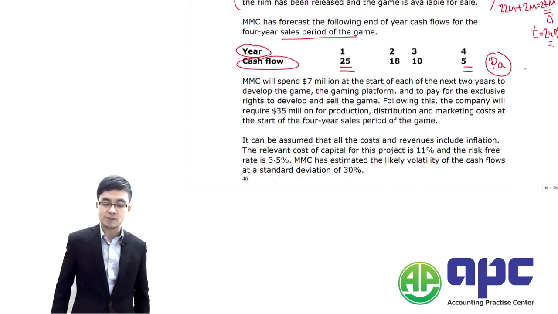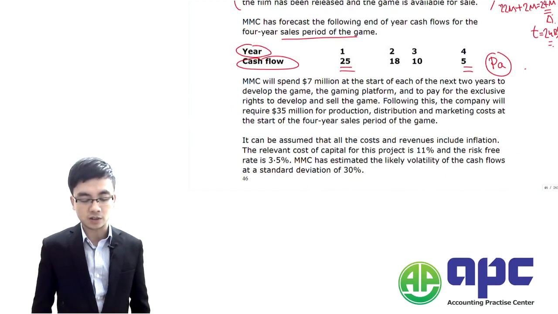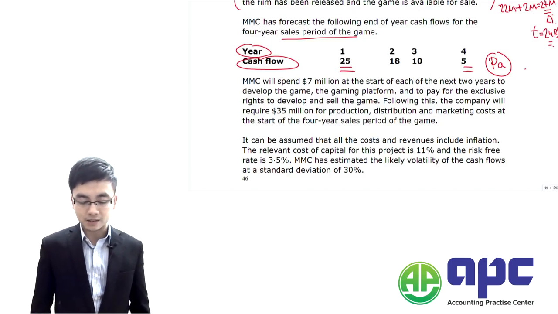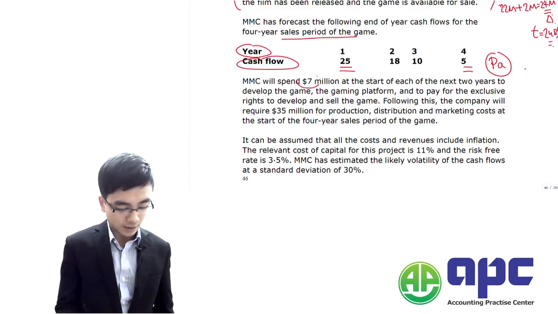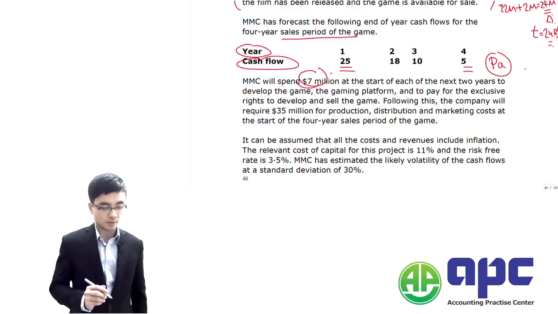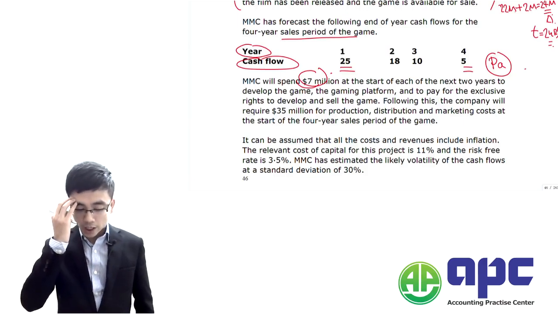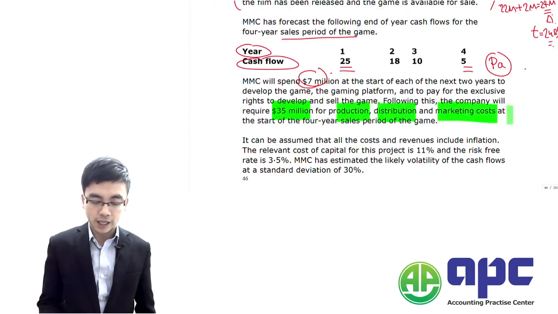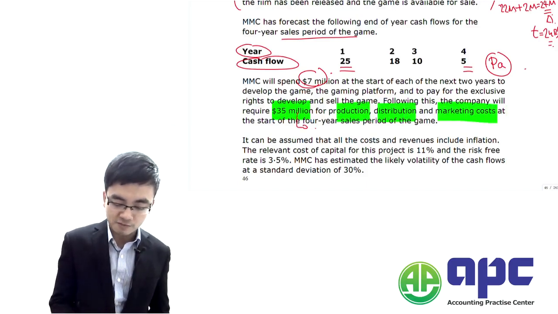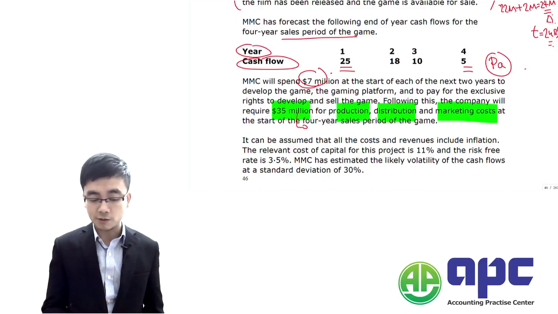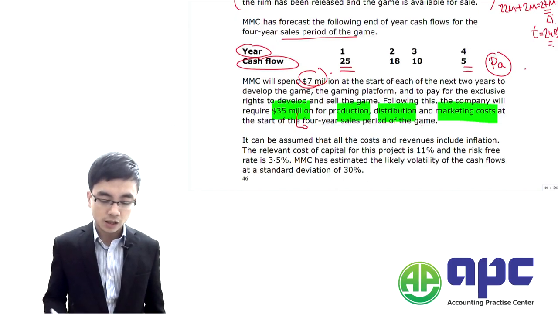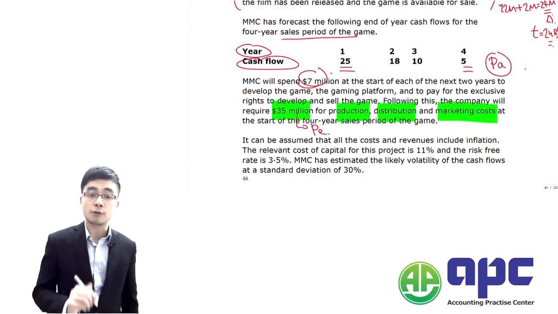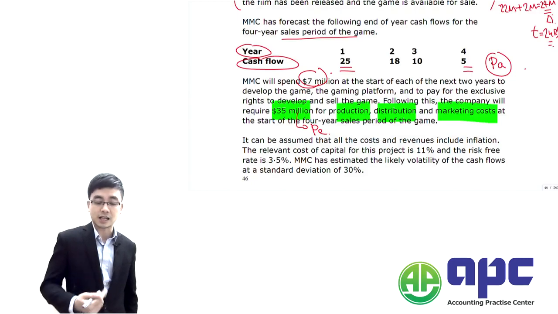So we are told the MMC will spend $7 million at the start of each of these next 2 years to develop the game, the gaming platform, and to pay for the exclusive rights to develop and sell the game. Okay, so it's related to that development worth of $7 million. And we're told following this, the company will require $35 million for the production, distribution and marketing of the game. So if that's the case, only for that $35 million rather than including the $7 million, because $7 million will be related to the game platform, but we are particularly focusing on the production and marketing of the game, so the exercise price will be only 35 rather than 42 in total. Okay, so that's the complication that comes in.